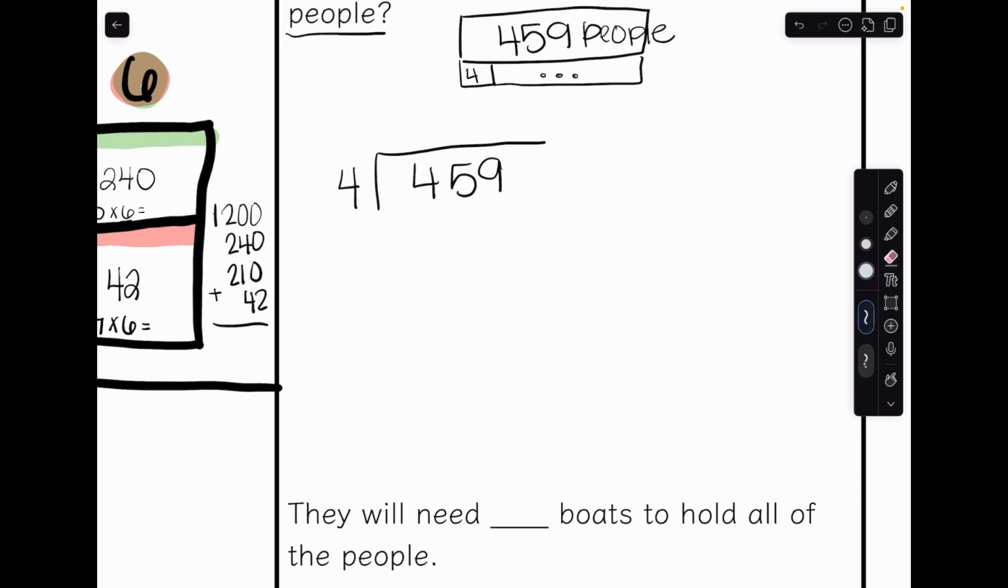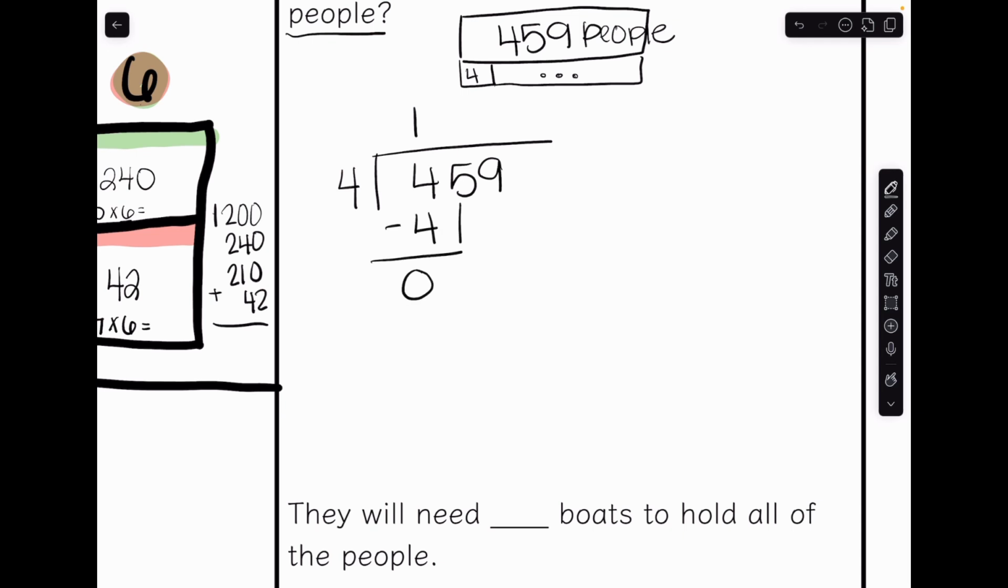How many groups of 4 can I create from 4? 1. Good. 4 times 1 equals 4. 4 minus 4 is 0. Bring it down. And then do that process again. How many groups of 4 can I create from 5? Again, 1 group. 4 times 1 equals 4. I'm subtracting. 5 minus 4, 1.